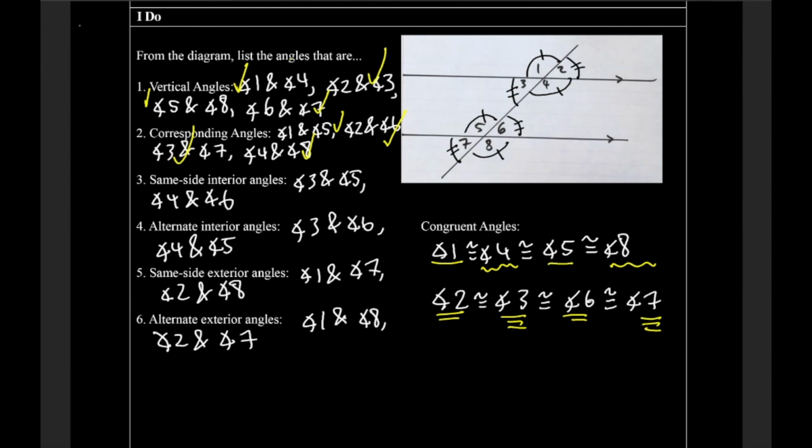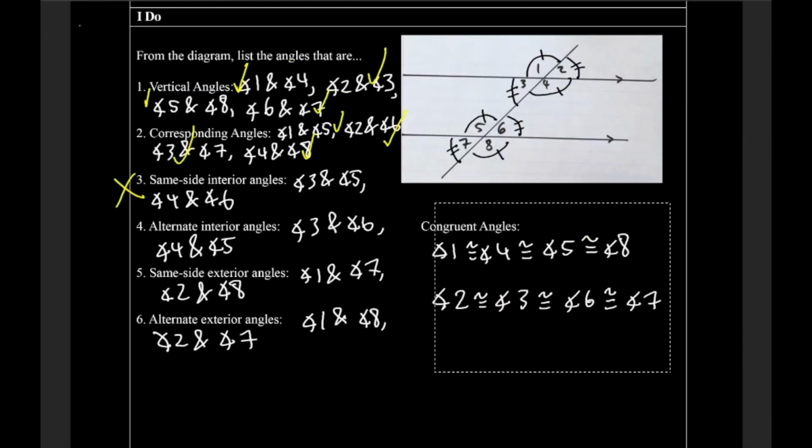How about same side interiors? Are they congruent? Well, let's just check the first one. 3 and 5. So we see 5 is here, 3 is here. They're not the same, so no. Same side interiors: if one of them doesn't work, all of them don't work. Okay, so that we don't need to worry about.